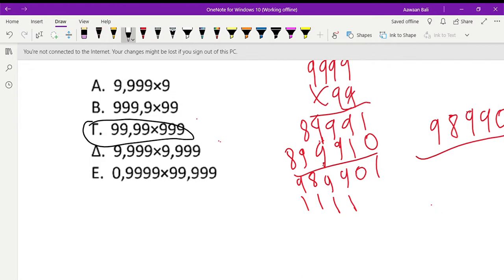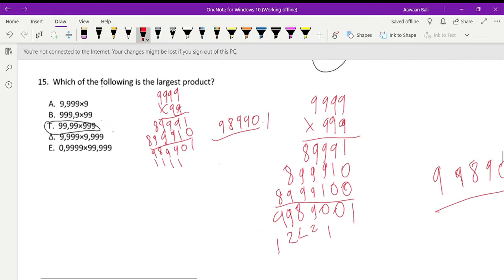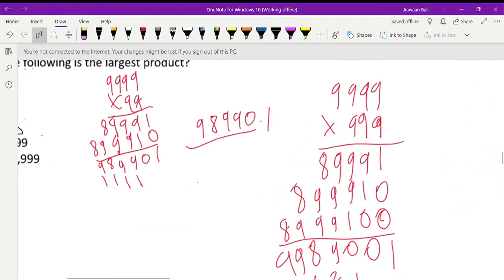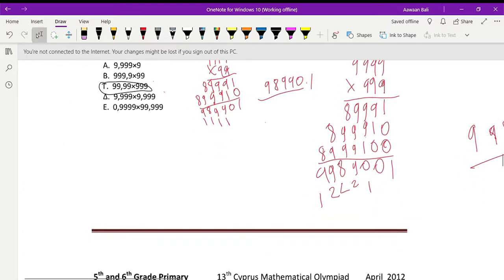So you can check it out by just doing this, and it's actually easy because once you find out this, just add a 0 and then keep adding a 0 for every new 9.